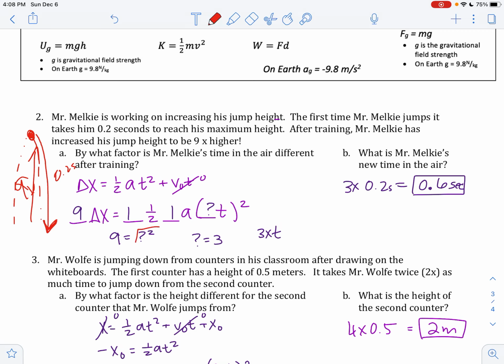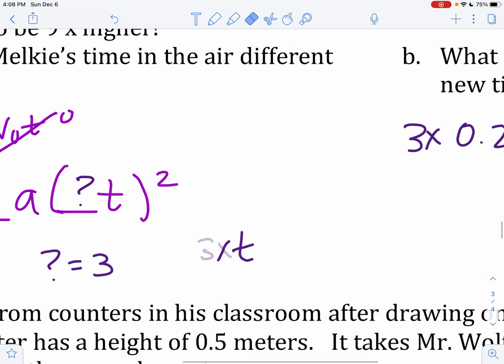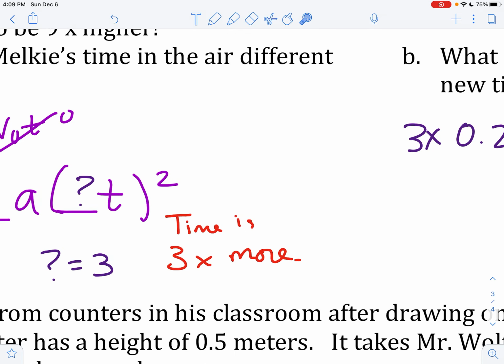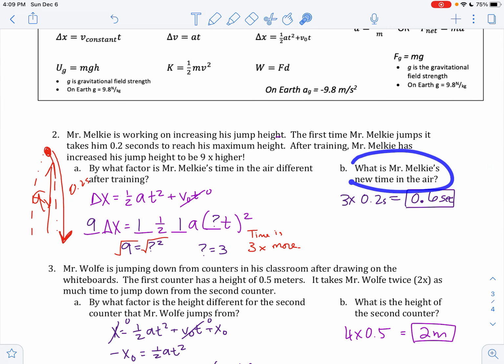So you can solve that by taking the square root. And so the answer is 3. 3 squared equals 9. So we could write out our answer here. Time is 3 times more. And then we have to actually find out what's his new time in the air. Well, if his first one was 0.2 seconds, 3 times more is going to be 3 times 0.2, so 0.6 seconds.